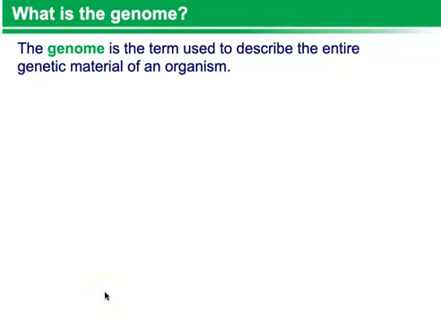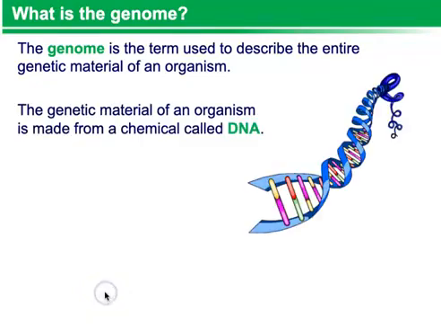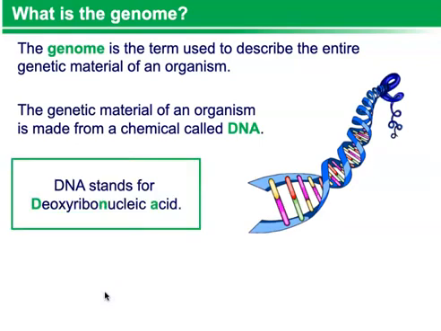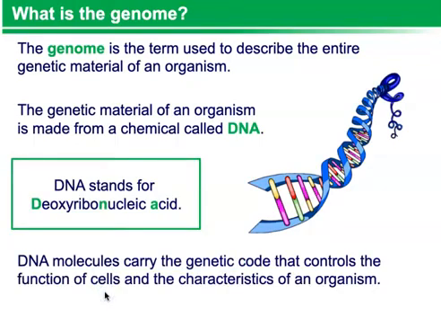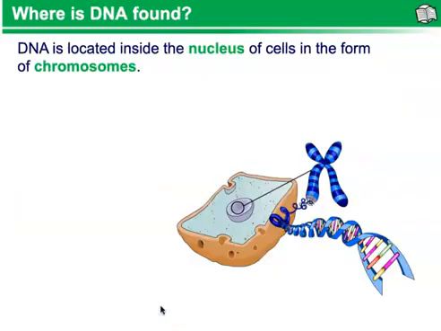So what is the genome? The genome is the term used to describe the entire genetic material of an organism. The genetic material of an organism is made from the chemical called DNA. DNA stands for deoxyribonucleic acid. DNA molecules carry the genetic code that controls the function of cells and the characteristics of an organism.